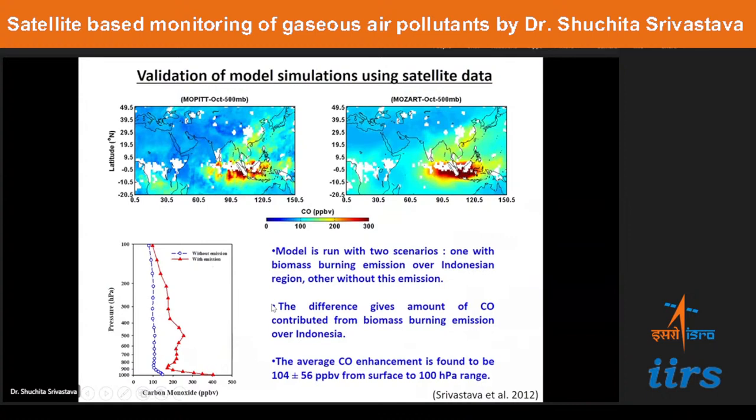So a model is a theoretical calculation. We can play with the emissions in the model simulation. We can do the calculation with and without emissions. So here, after validating the model performance, after getting confidence in the model performance, we have run the model twice, one with emission and one without emission. And using this, we can calculate at each pressure level the change in the carbon monoxide value from surface to 100 hectopascal. So the model can give you additional information, but validation of the model is very, very important.